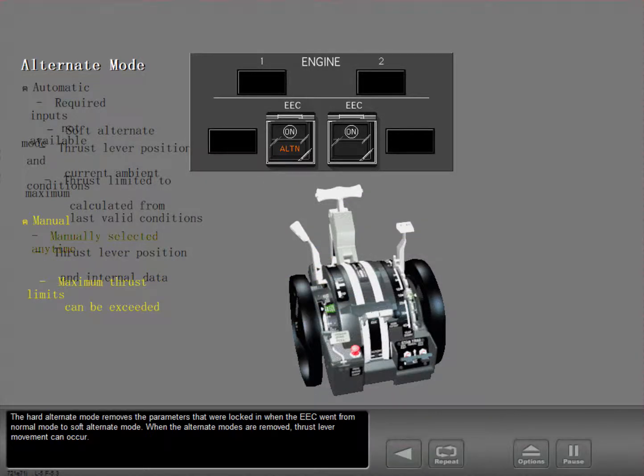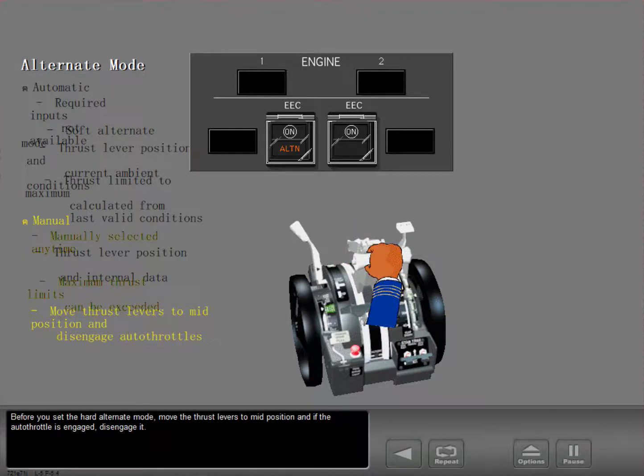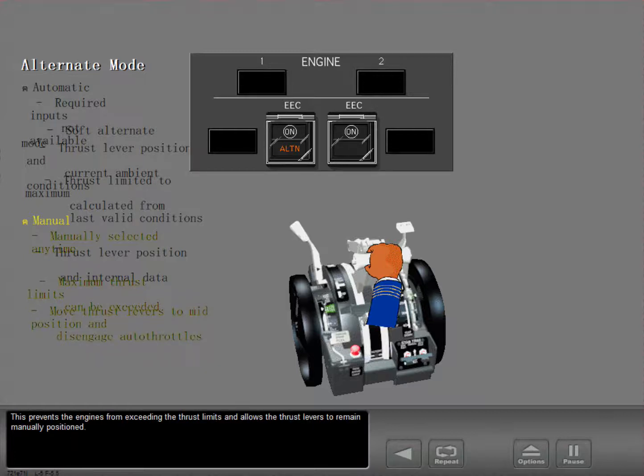The hard alternate mode removes the parameters that were locked in when the EEC went from normal mode to soft alternate mode. When the alternate modes are removed, thrust lever movement can occur. Before you set the hard alternate mode, move the thrust levers to mid position, and if the auto throttle is engaged, disengage it. This prevents the engines from exceeding the thrust limits and allows the thrust levers to remain manually positioned.